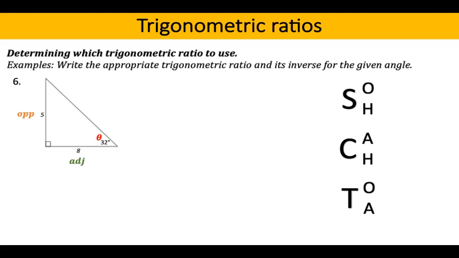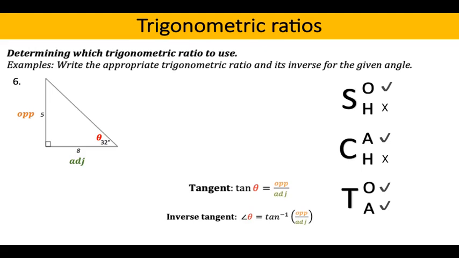So from this information, we can look at our ratios for sine, cosine, and tangent. Notice we have the opposite and the adjacent, so that would be tangent. So we can set up the tangent and inverse tangent ratios from this information. So tangent of 32 equals opposite over adjacent, so we'd put the 5 over the 8. We can also do the inverse tangent, so our angle, 32 degrees, equals inverse tangent of 5 over 8. Both of these we could check in the calculator.